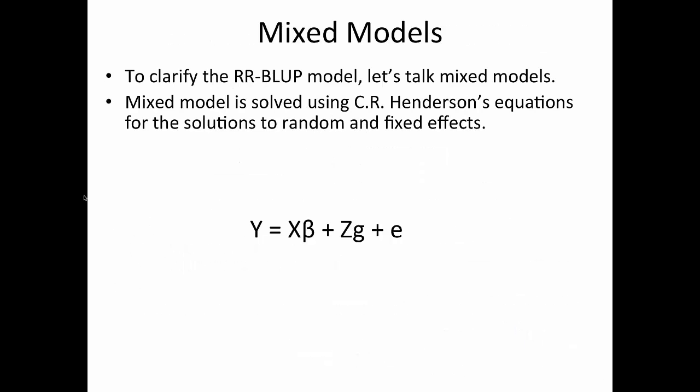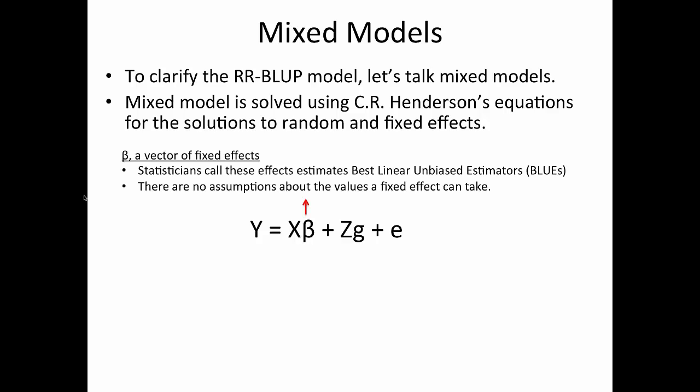So I want to try to clarify that and introduce you to the mixed model form that you'll see a lot in the literature, which is what I've written up here. So in this form, we have beta, which is your vector of fixed effects. You'll see this term a lot. Best linear unbiased estimator, or BLUE, is the statistician's term for the estimated solutions to the fixed effects. So fixed effects in this case are going to be things like location effects, reps, maybe blocks, some things like that.